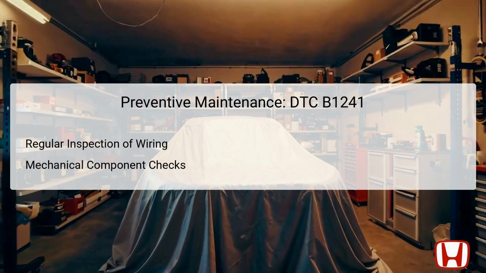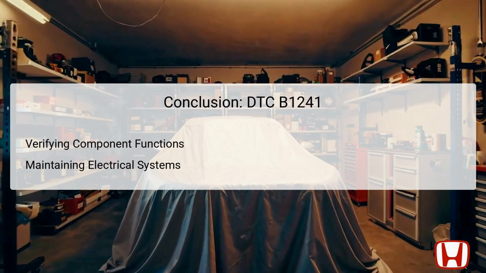In summary, troubleshooting DTC B1241 involves a systematic process beginning with vehicle diagnostics utilizing the HDS, followed by individual component examinations, including the blower motor relay, power transistor, and circuit integrity checks. Each component's functionality plays a pivotal role in the overall operation of the blower motor and climate control unit.